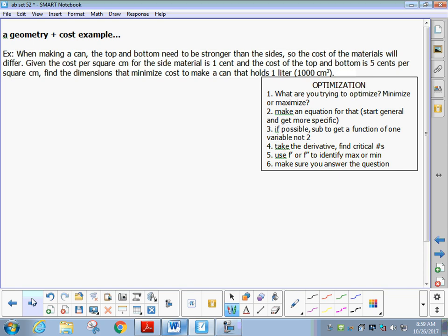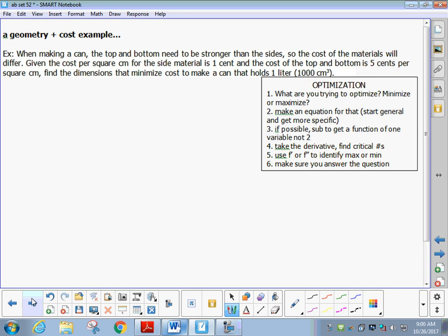All right. So with making a can, the top and bottom need to be stronger than the sides. The metal is thicker gauge, or higher gauge. So the cost of materials will differ. Given the cost per square centimeter for the side material is 1 cent, and the cost of the top and bottom is 5 cents per square centimeter, make a can that holds a liter but is going to cost the least.